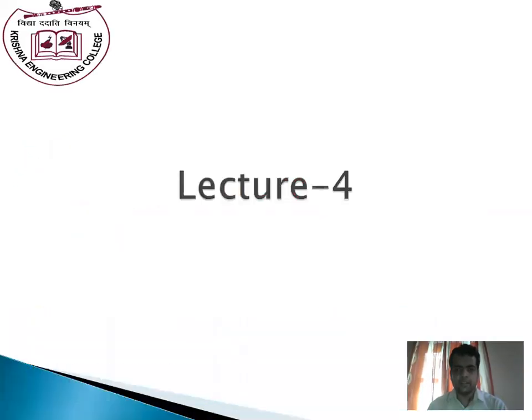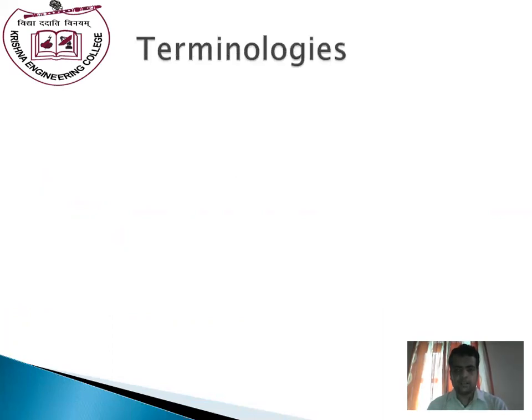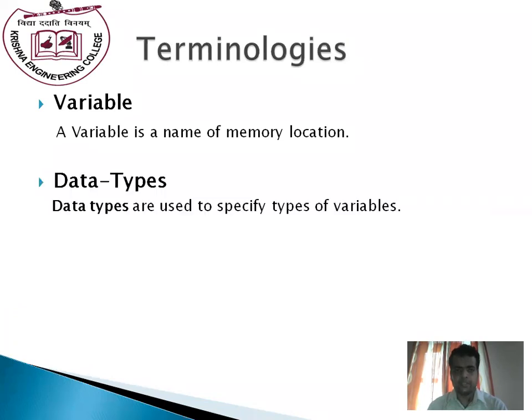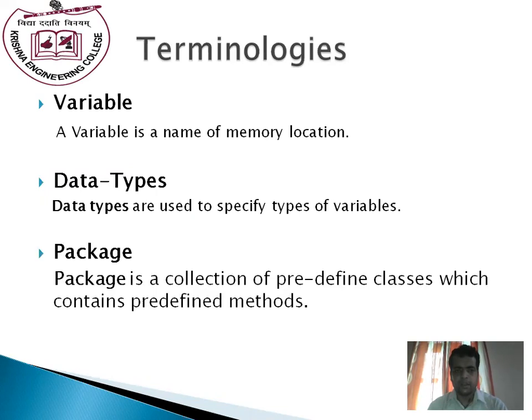Today we will discuss lecture 4 of web technology. In this lecture, the basic terminologies which are used are: first is variable. Variable is a name of memory location. A variable is a very simple thing: it is the name of a memory location, and it has the ability to store different kinds of values. Data types are used to specify the types of variables. And a package is a collection of predefined classes which contain predefined methods which are ready to use.